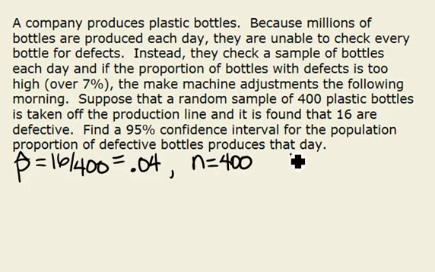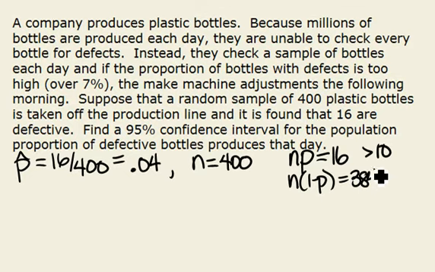You can verify that if you take n times p, you'll get back the 16 bottles, that is greater than 10, and n times 1 minus p will be the non-defective bottles, which are 384 of them, and that's also greater than 10. So the conditions that we're going to need to be true for our confidence interval are valid here.